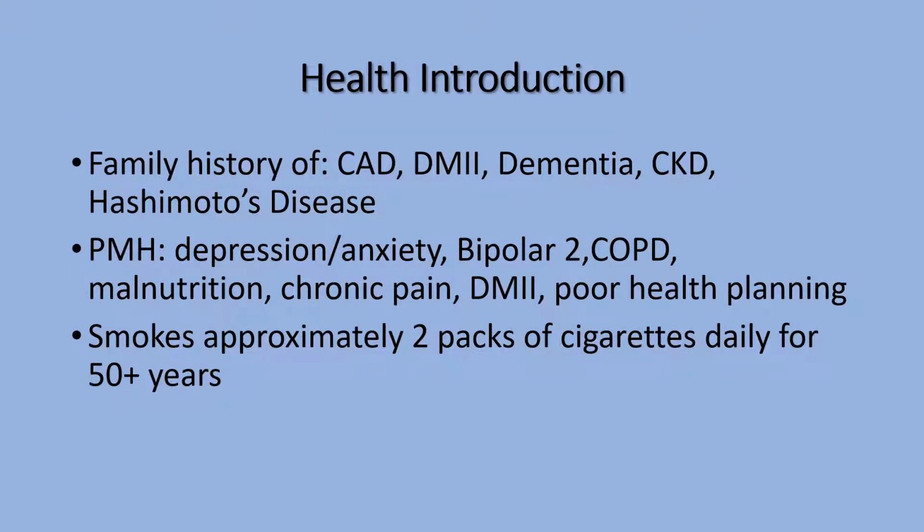I'd like to introduce to you Karen's health. She does have a family history of coronary artery disease, diabetes, dementia, chronic kidney disease, as well as Hashimoto's disease. Karen's past medical history is of depression and anxiety, bipolar 2, COPD, malnutrition, chronic pain, diabetes 2, as well as poor health planning. Karen currently smokes roughly 2 packs of cigarettes per day for the past 50 or so years.